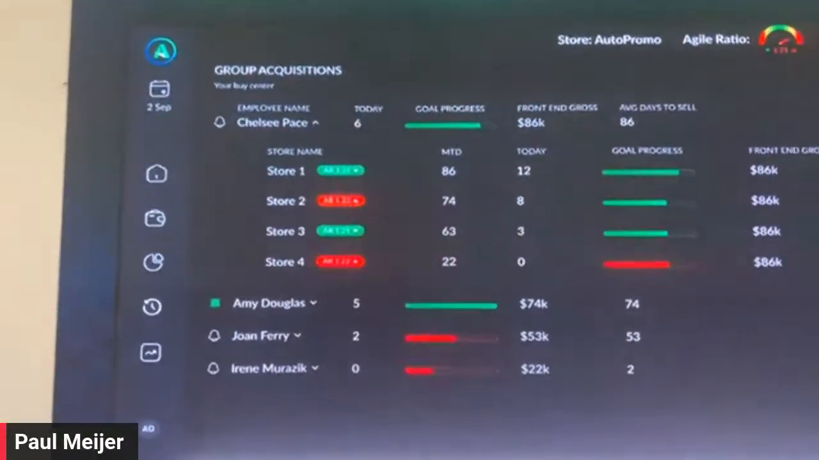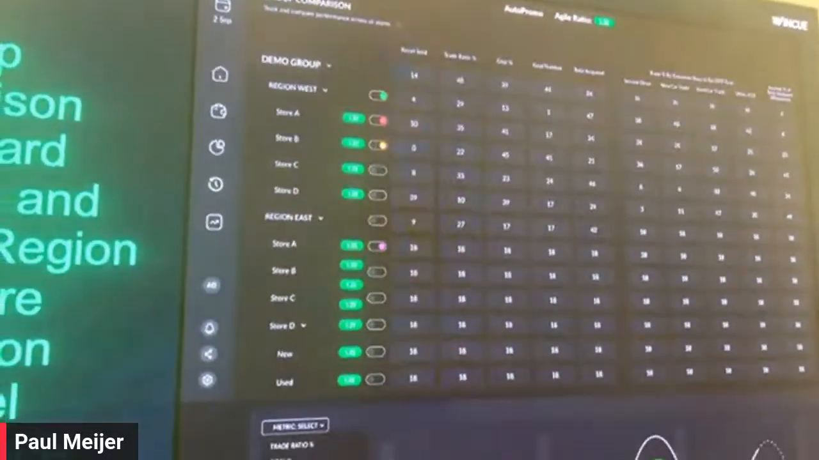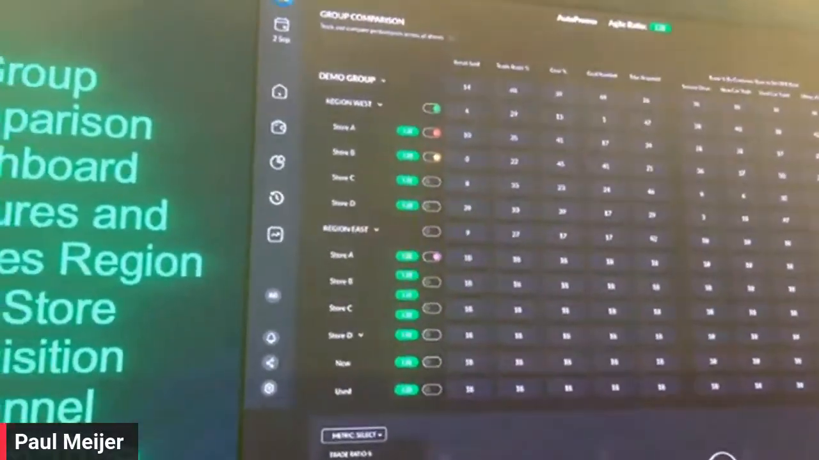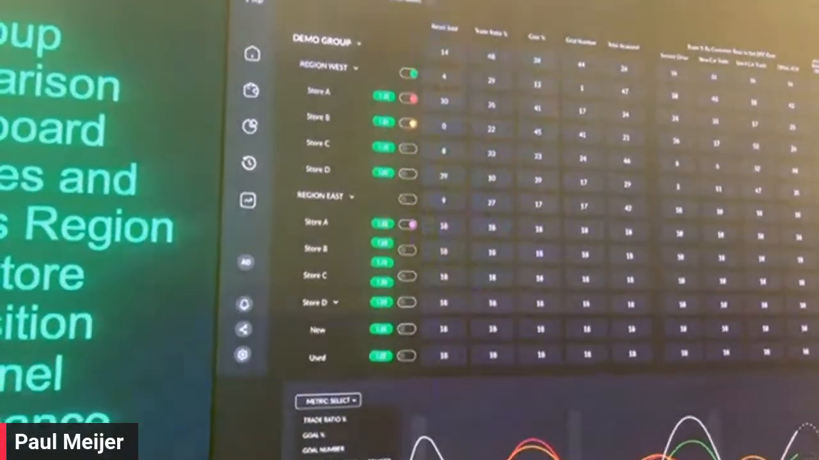Stores ask for more inventory, but maybe they can't afford it, and maybe it's not the right time. And then this looks at all the variables, and then the group comparison. This is a really impressive enterprise dashboard, because as you can see, if I'm a region manager or a group leader, I get to see my stores as a region leader and compare them to the other region.